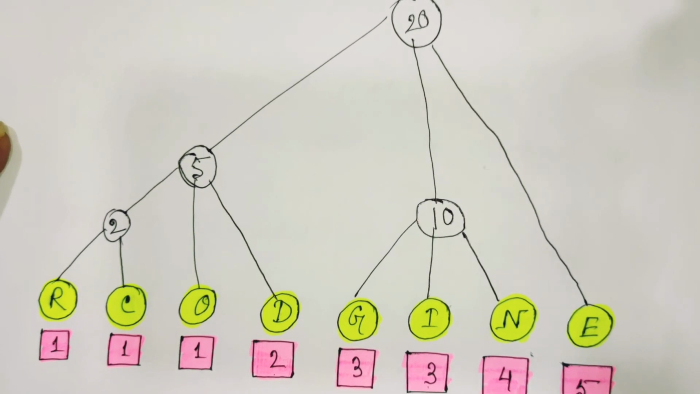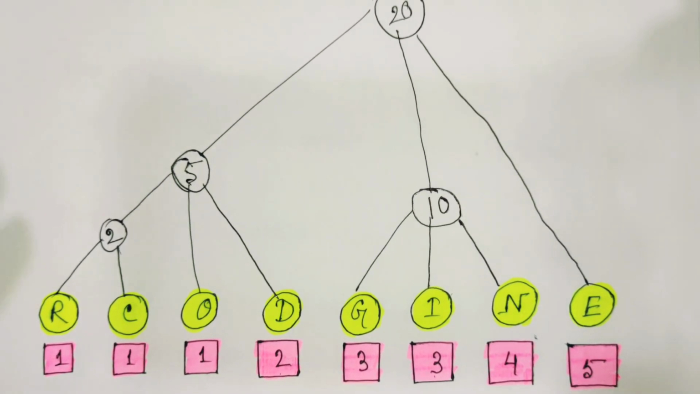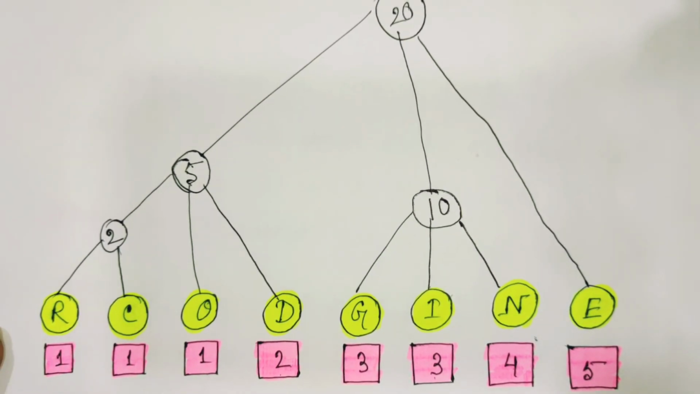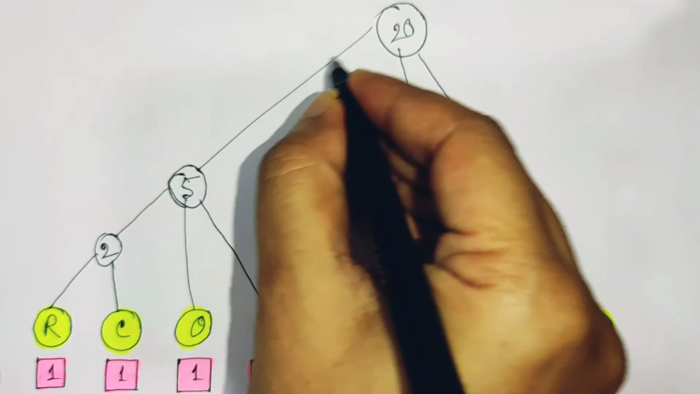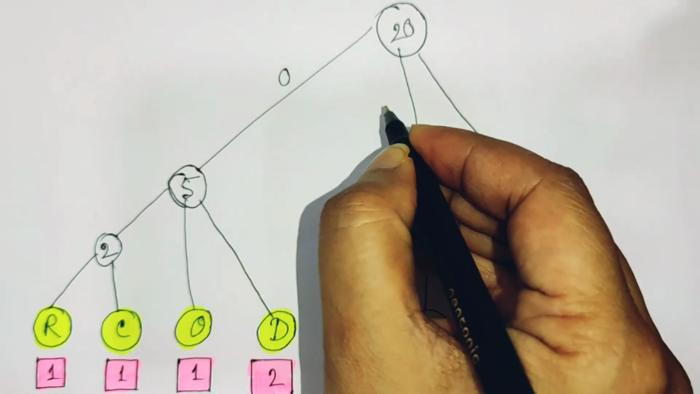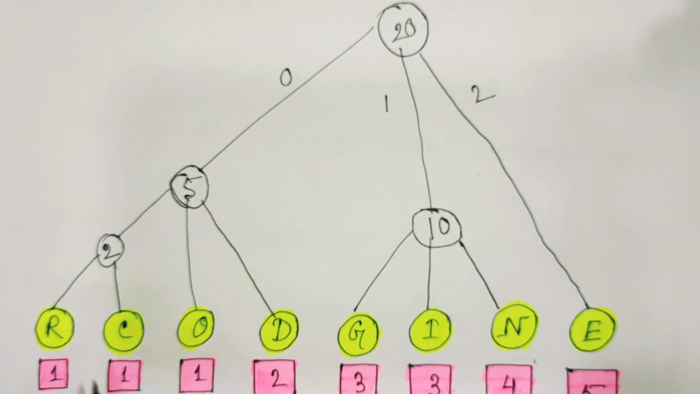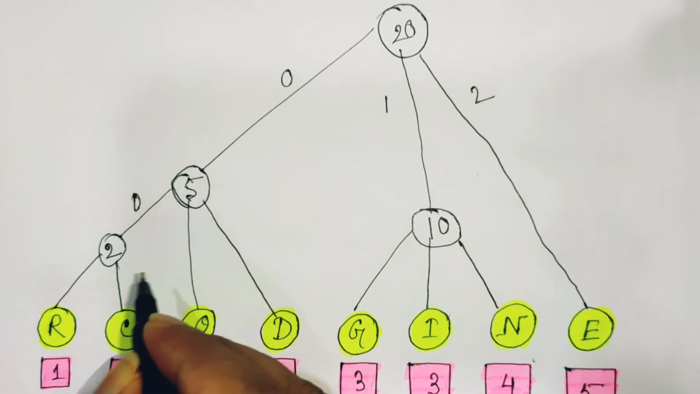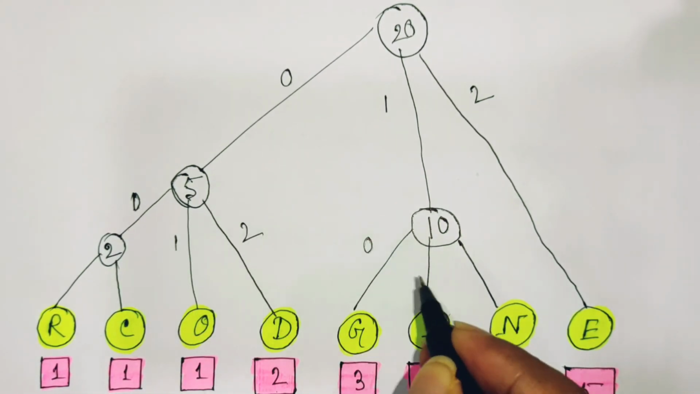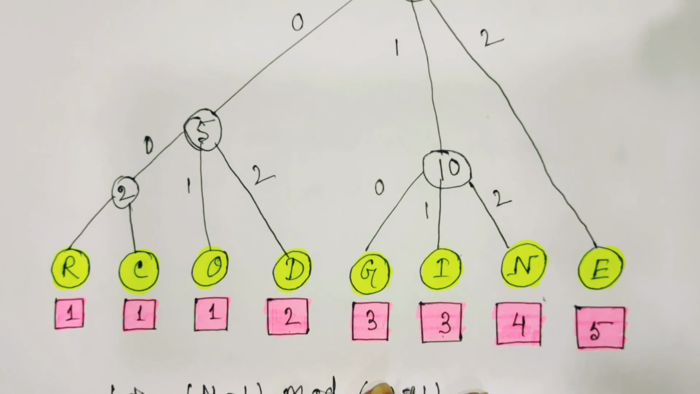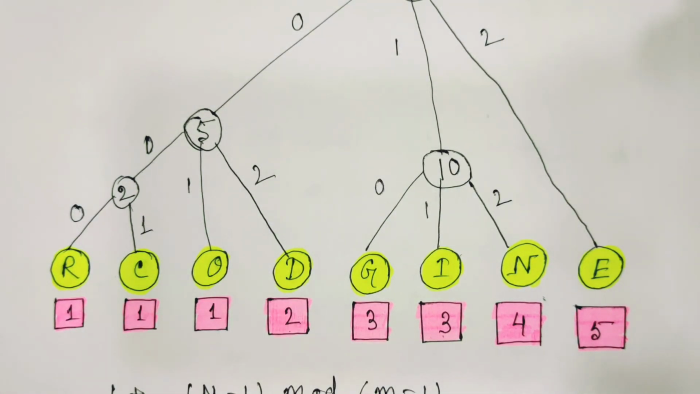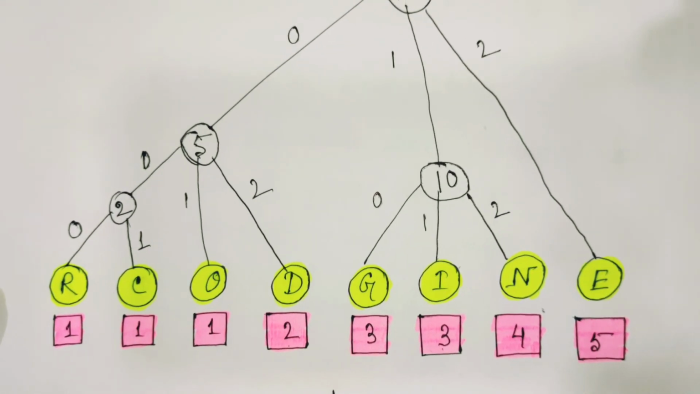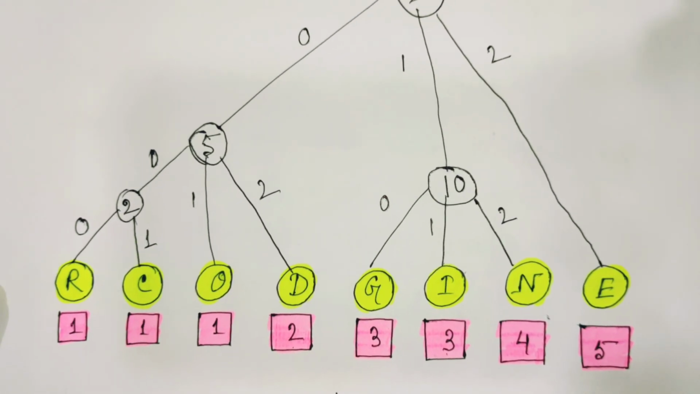So if we consider the ternary tree, this way we can form the prefix code, and here the edge values we should write, as there are 3 edges. So we should consider 0, 1 and 2. Here also we consider 0, 1 and 2. This one is 0, 1 and 2, and here 0 and 1. In this way we put the values, and depending on these values we substitute the prefix code values.